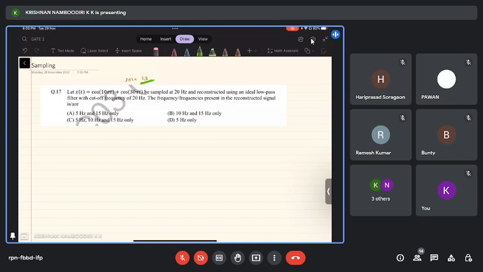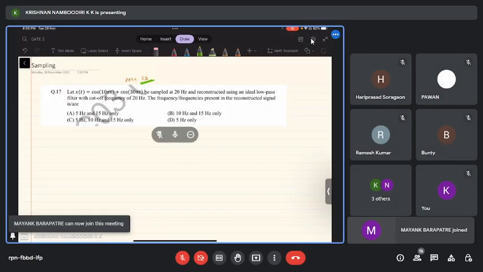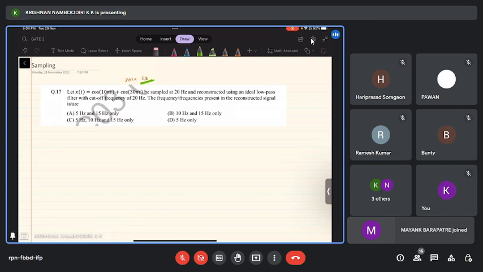You can see this is a question related with sampling of continuous signals. The question is as follows. Let x of t equal to cos 10 pi t plus cos 30 pi t be sampled at 20 Hz and reconstructed using an ideal low pass filter with cutoff frequency of 20 Hz. The frequency or frequencies present in the reconstructed signal is or are. This is a multiple choice question and you can see 4 options.